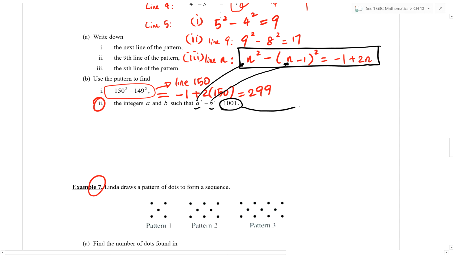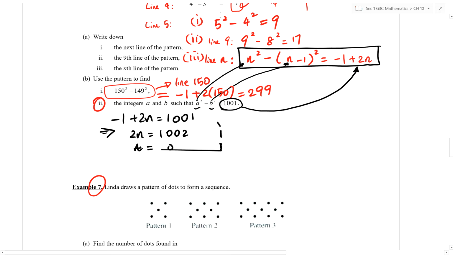We also know that the right hand side of the equal sign, 1001, will be given by negative 1 plus 2n. So we are going to work with the right hand side because there is only one unknown and there is only one equation. So this will result in negative 1 plus 2n is equal to 1001. To make n the subject, 2n will be equal to 1002. n will therefore be equal to 501.